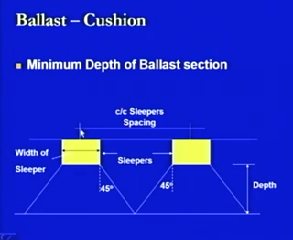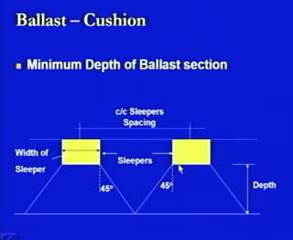Here is the sleeper, and this is the point of application of the load coming at this sleeper, which is generally the center of the sleeper. Therefore, this is the center to center spacing of the sleepers, and this is the clear spacing of the sleepers. The load dispersion is assumed to make an angle of 45 degrees with the vertical. From the edge of the sleeper, this is the width of the sleeper, the load will get distributed at an angle of 45 degrees on this side, and similarly on this side.